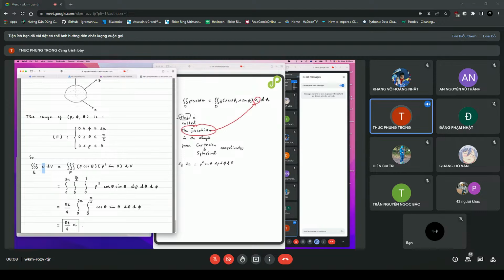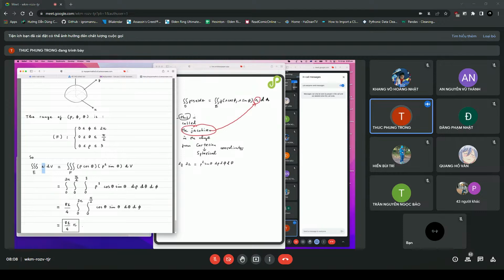Now we need to consider this triple integral. This is still a triple integral, right? Similar to double integrals, where we use polar coordinates but still get a double integral, right here we still have a triple integral. But the advantage is that the domain F is a rectangular domain, right? Let me try to draw a picture of the domain F so that you can see.